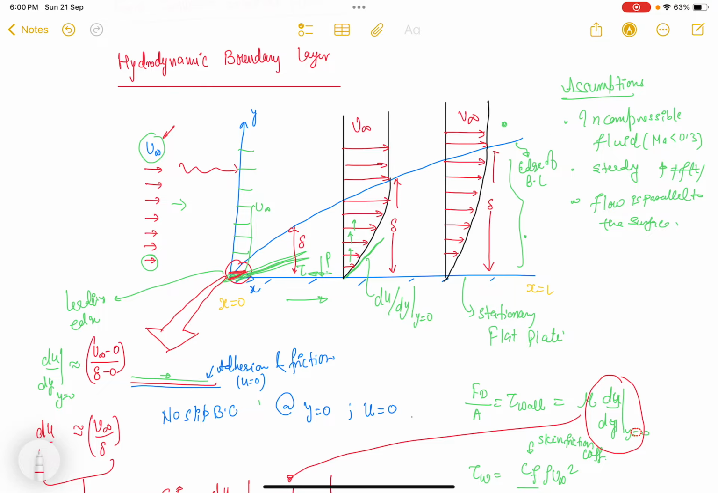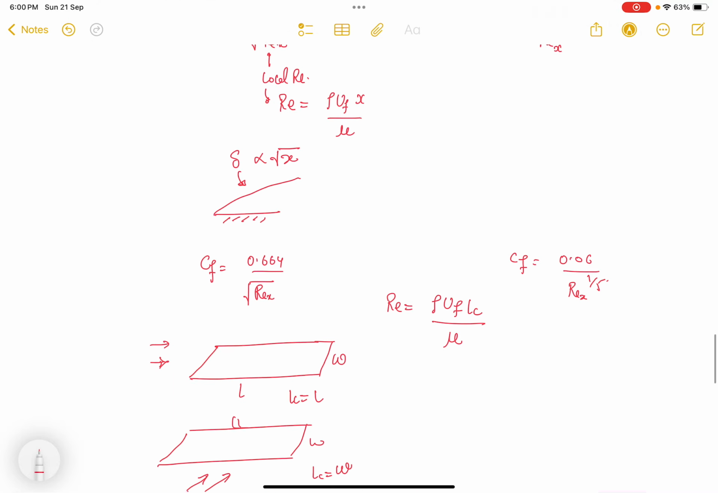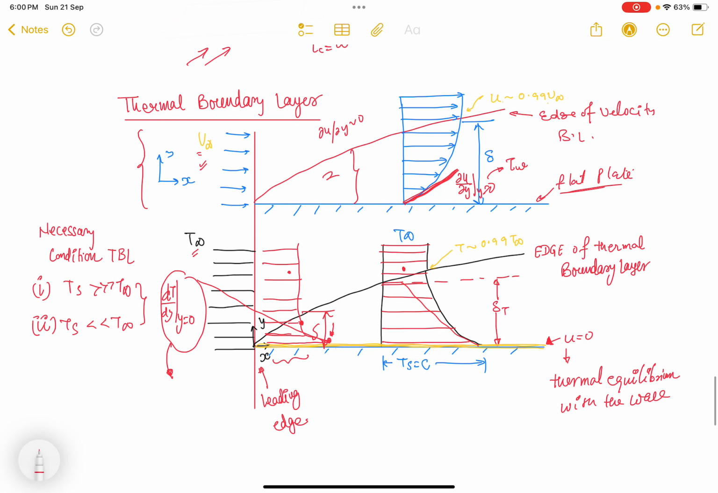Okay, so moving on, we will introduce the concept of thermal boundary layer region. Before that, we must know that the thermal boundary layer, as the name suggests, is analogous to the velocity boundary layer. In velocity boundary layer, velocity gradients are present. In thermal boundary layer, temperature gradients are present.